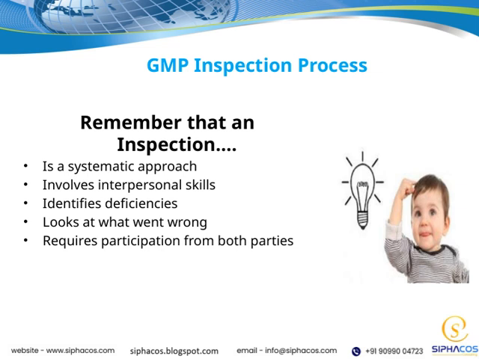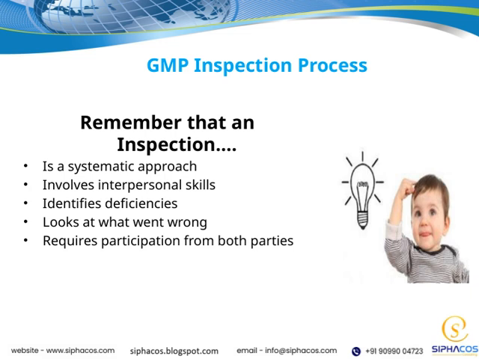Let's take a closer look at what an inspection really entails. First, it's important to remember that an inspection is a systematic approach. This means it's not just about spotting issues randomly, but following a structured process to thoroughly evaluate the area or process in question. It also involves interpersonal skills. This is key because inspections often require effective communication, collaboration, and professionalism to ensure a productive and respectful process. Another critical point is that inspections help identify deficiencies. Catching these issues early can prevent bigger problems down the line, so it's all about finding areas for improvement.